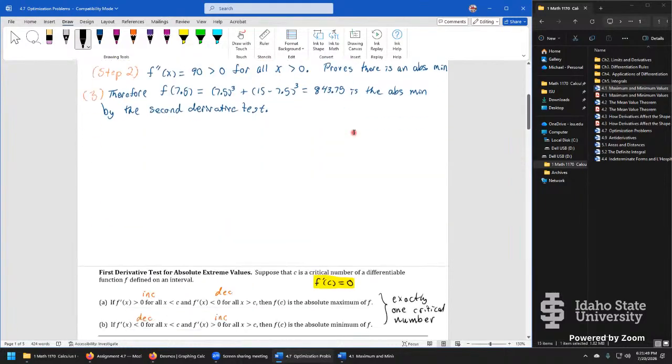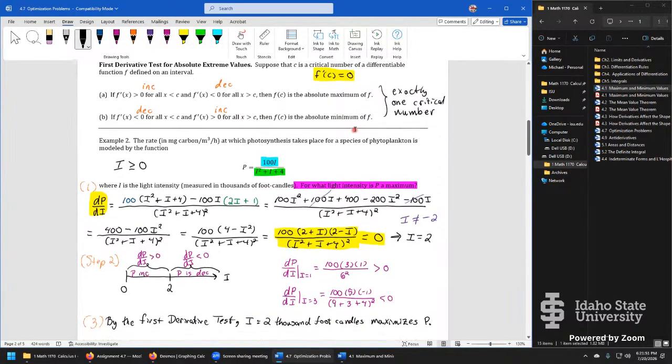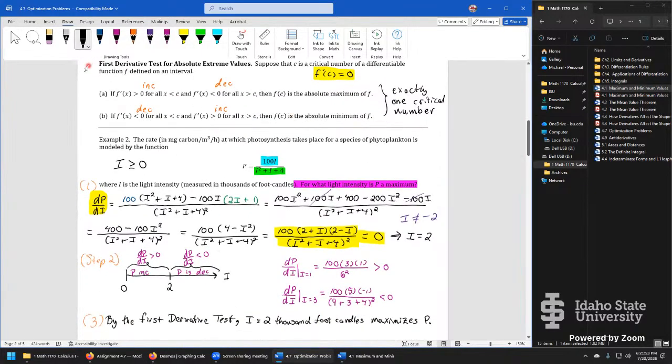So the more complicated your function looks, the harder it is to differentiate, the better the first derivative test becomes. Doesn't mean the second derivative test is bad. It has plenty of use cases, but you just have to be careful with which function you're actually going to use it on.